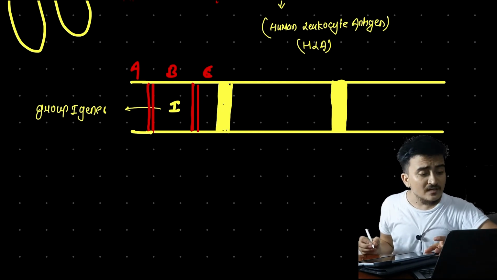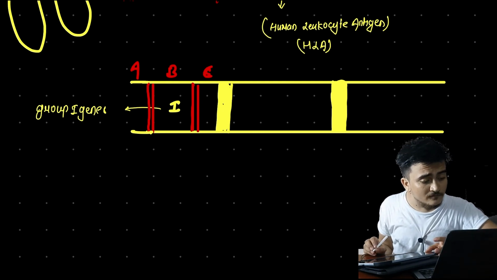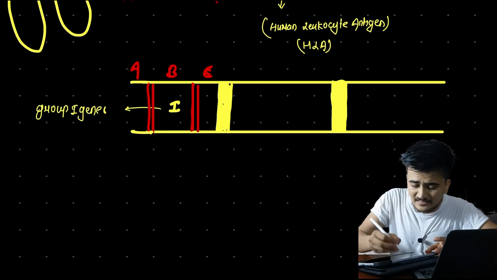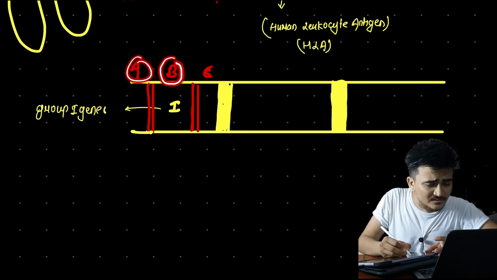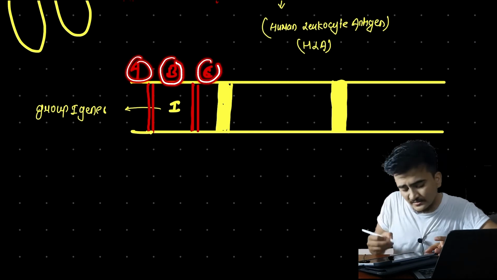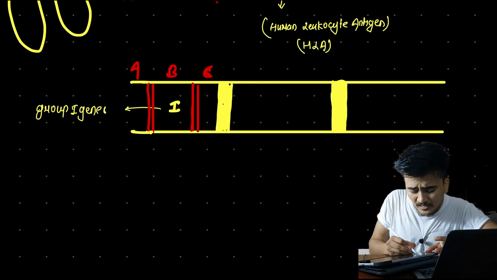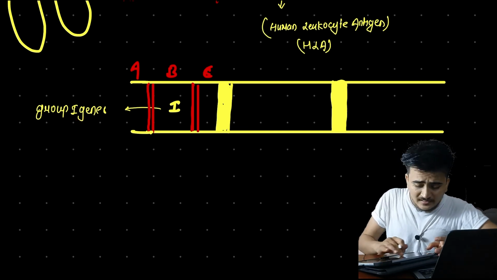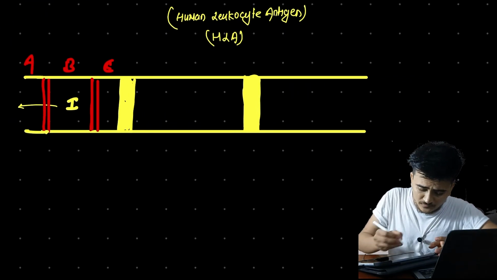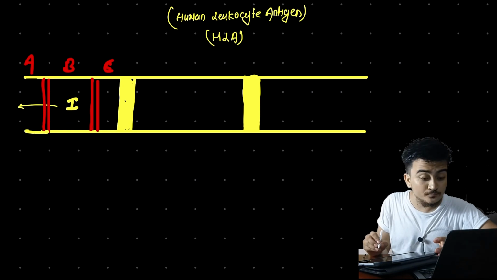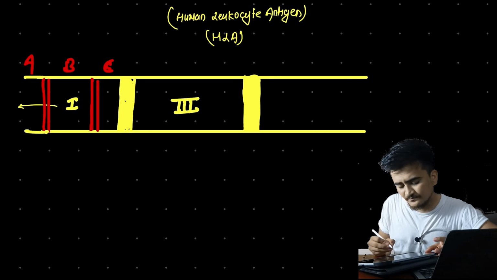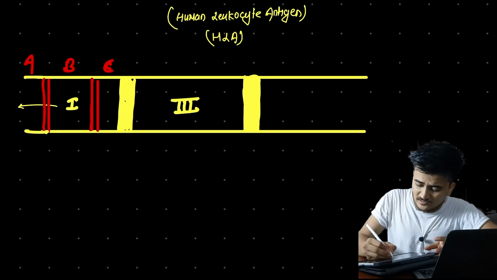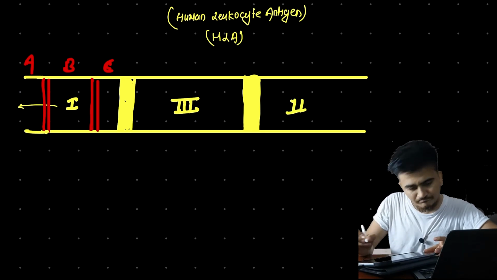What are these ABCs? These are the portions of group 1 gene, and we can say them HLA-A, HLA-B and HLA-C. So this was the group 1 genes. And in the middle, you might be thinking there would be group 2 genes, but no, there is the presence of group 3 genes. And at last we have group 2 gene.